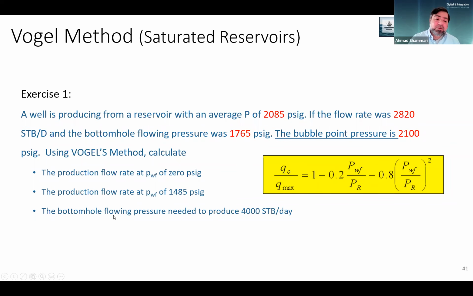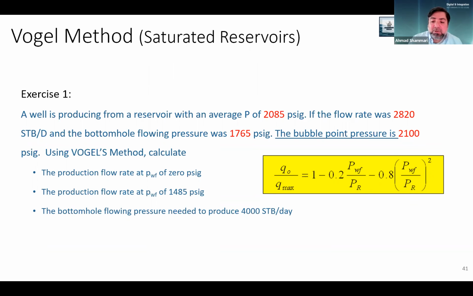Now, the third one is not straightforward. Why? Because it's the opposite. You will need the flow bottom pressure to produce 4,000. So the simplest is that you need to construct your IPR curve in Excel, right? Or the other way, of course, you need to solve a second order equation, which is possible, but not necessary. We don't really need to go to that detail.